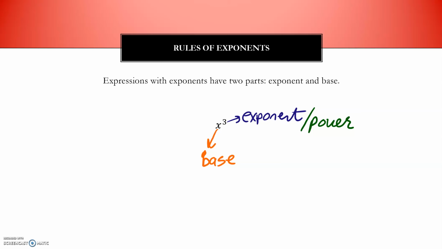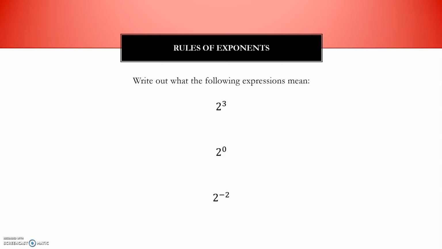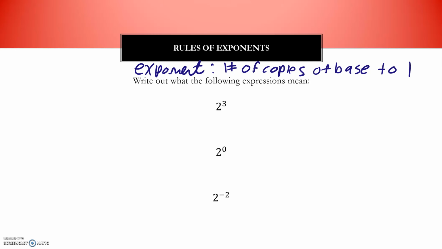So, in rules of exponents, we always start with the same rule, which is that we have to consider the base first. So again, just a little bit of review. What do the following expressions mean? Remember that an exponent is going to tell us the number of copies of the base that we need to multiply, and I'll use a little asterisk so we're clear about what that is.